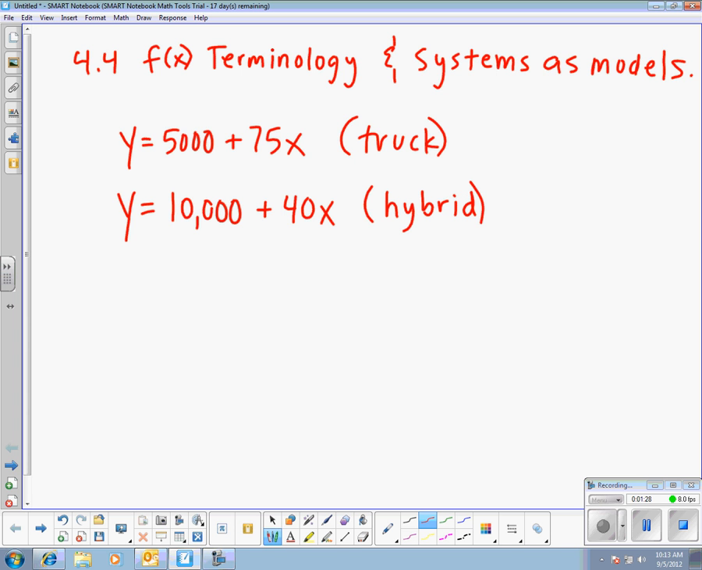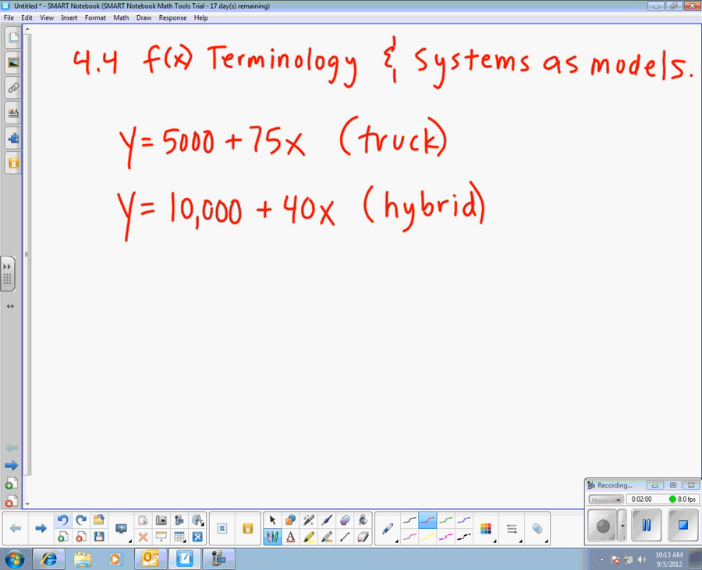One main reason that we have f of x terminology is if I start into a problem about this truck and this hybrid, I've got y and x, the same letter, standing for different things. This initial y stands for the total cost to own the truck, and the other y stands for the total cost to drive the hybrid. And it's never a good thing to have the same variable standing for two different things. So f of x terminology, this is an example.